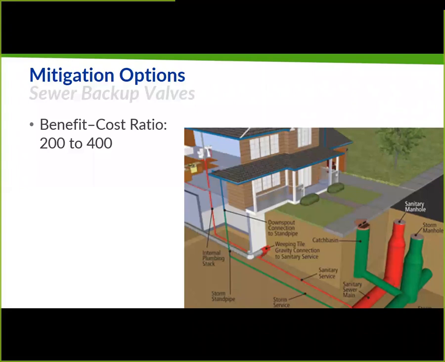There's probably two reasons for that. One is that for this particular assignment, we did not have a solid understanding of how many houses had basements or what the connection type was or the past performance. So this vulnerability and the presence of basements was largely assumed. So that affects your losses, which kind of magnifies your benefit cost ratio.